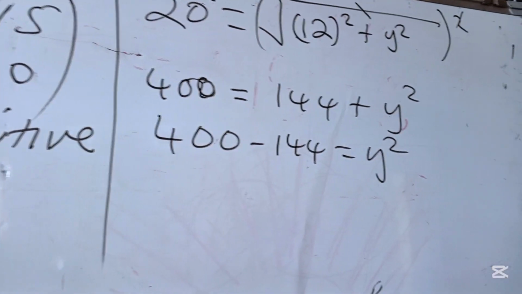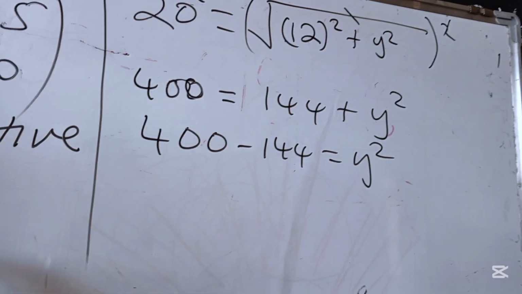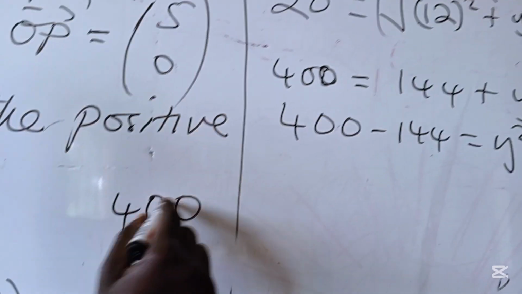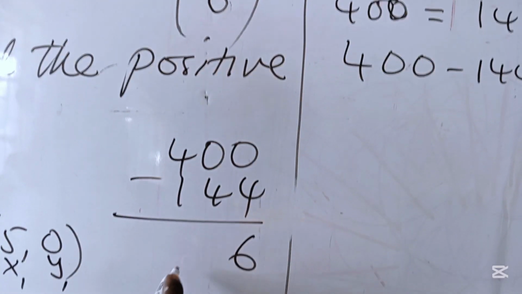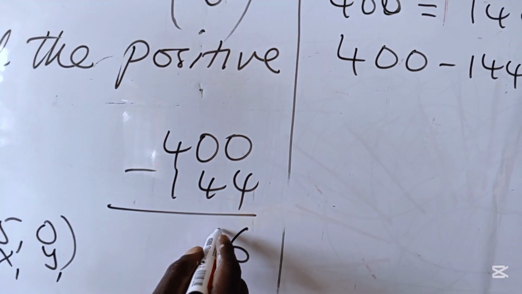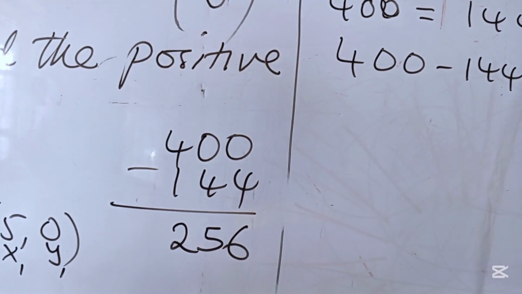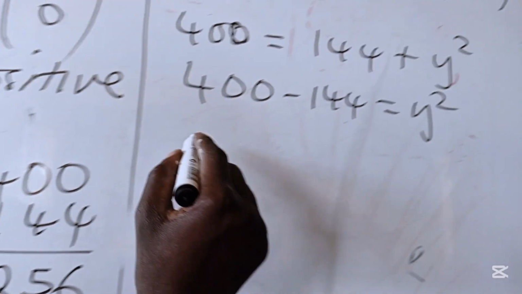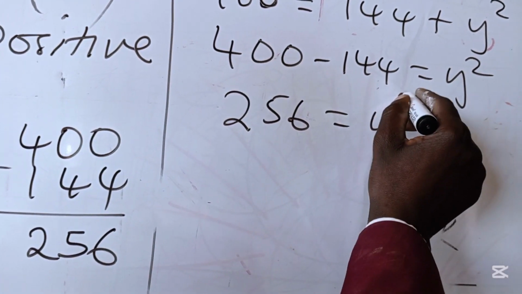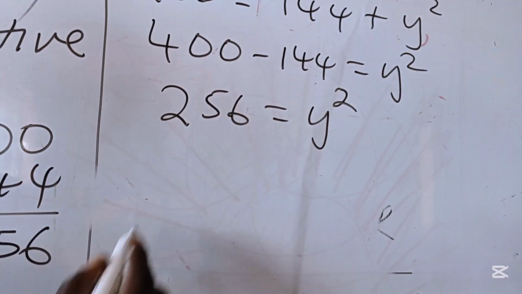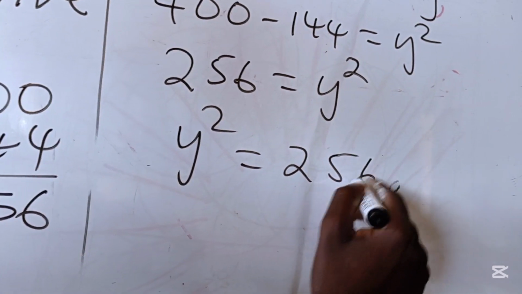When you reach there, you subtract now. Don't make a mistake. If you subtract nicely, you agree with me this is 6, 5 from there is 5, and of course 2. So I'm going to have 256, which is equal to y squared. Now it's the same as y squared is equal to 256.